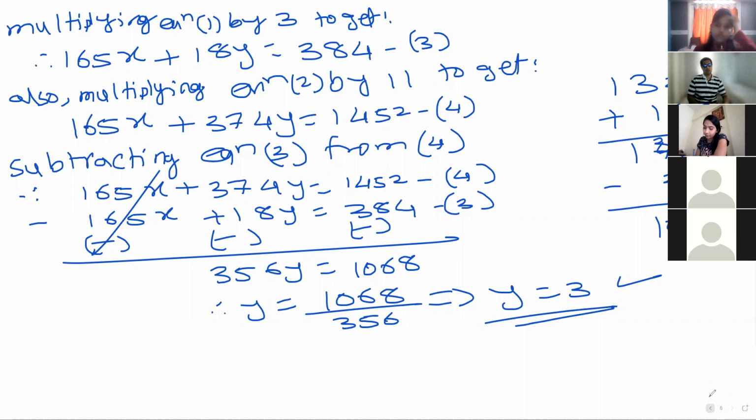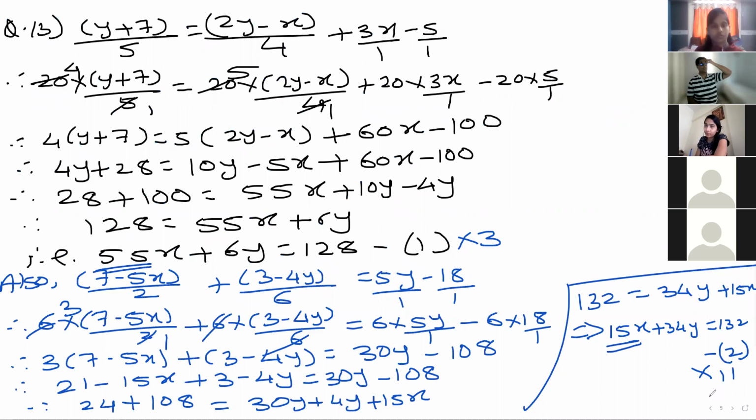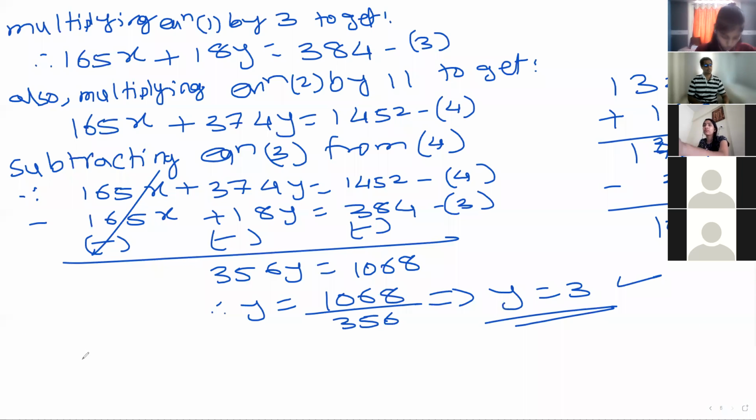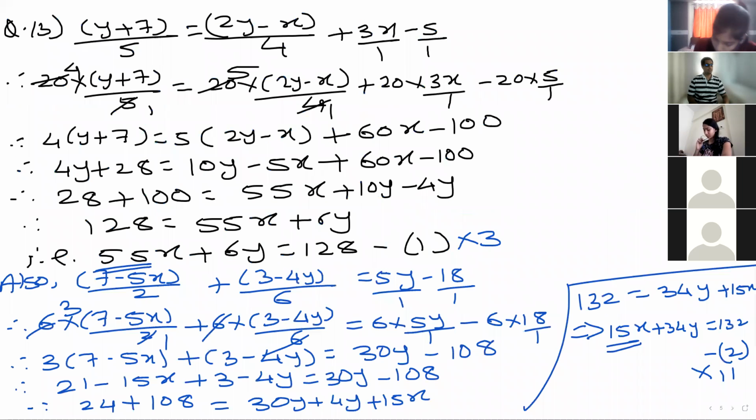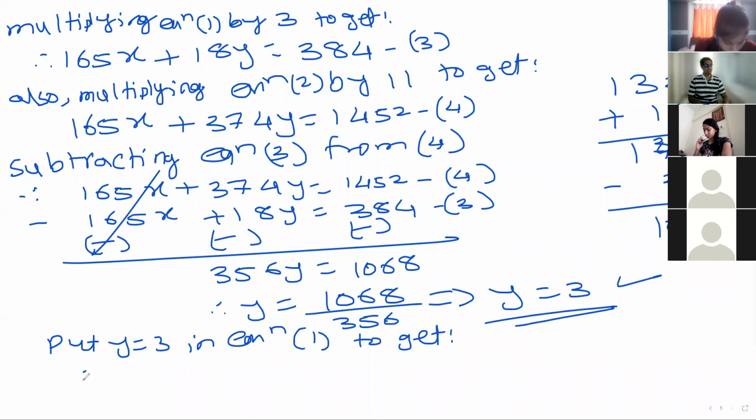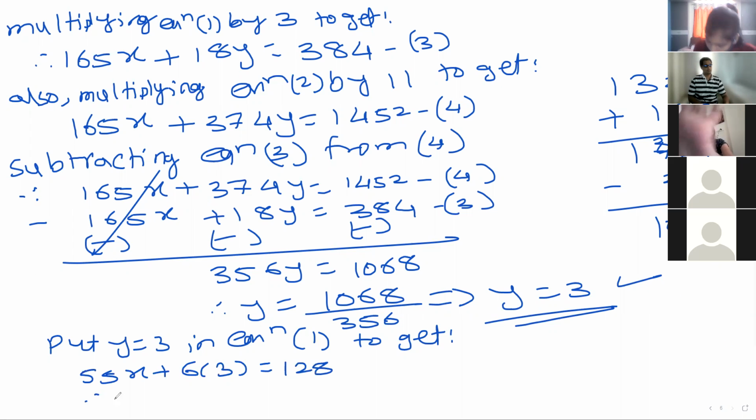Now, once you get y is equal to 3, you have to substitute that in. I think it is better to substitute in equation 1. Yeah, put y is equal to 3 in equation 1 to get. Can you tell me what do you get? 55x plus 6 into 3, correct, is equal to 128.